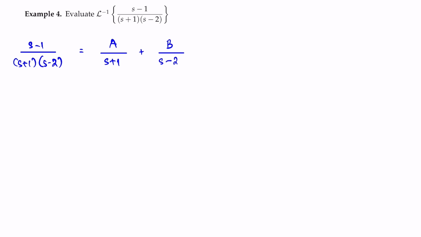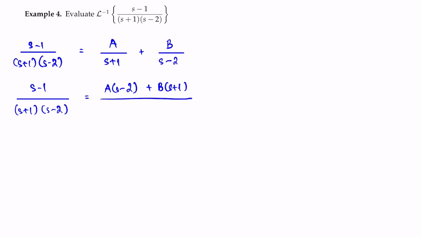The next step is to combine the 2 fractions on the right hand side. So you have s minus 1 divided by s plus 1 times s minus 2. You combine the 2 fractions, and you have A times s minus 2 plus B times s plus 1. You find the common denominator, and the common denominator is s plus 1 times s minus 2. Now at this point, the denominators are the same and different from 0, so you can get rid of them and just match the numerators on both sides of the equation.